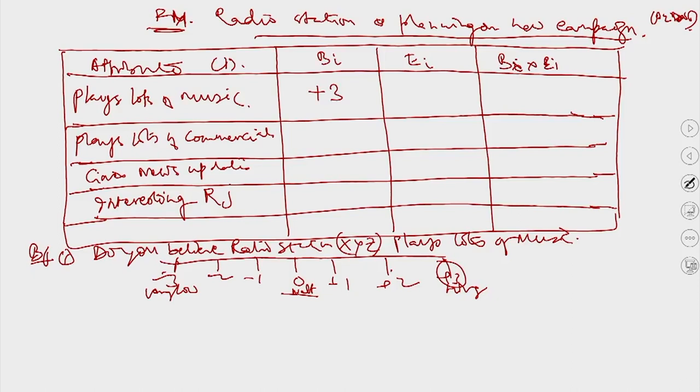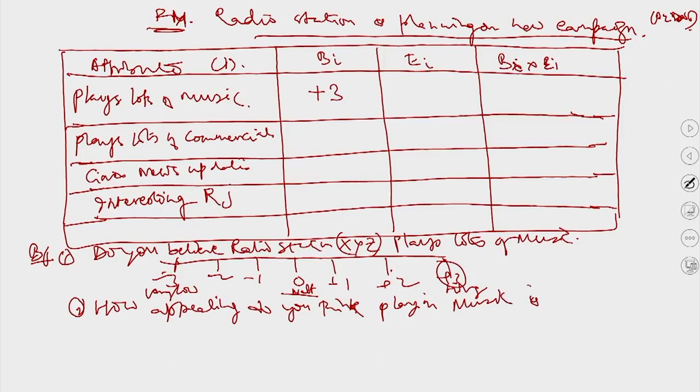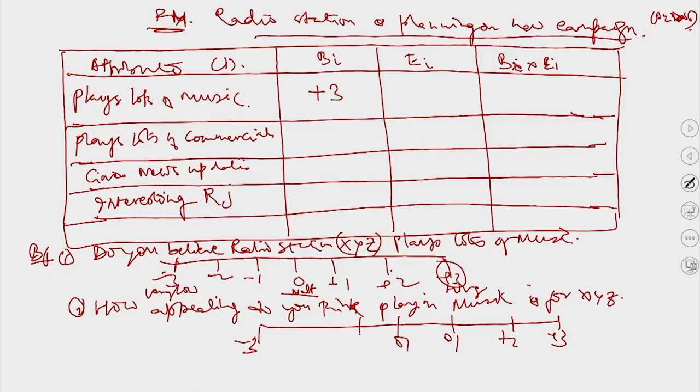Next, what the radio station does is, it gives an evaluative question, an evaluative weight question to its viewers. For example, it can give an evaluative question like this: how appealing do you think playing music is for XYZ radio station? And then again you have to rate it between minus 3 to plus 3, plus 2, plus 1, 0, minus 1, minus 2, and minus 3. And so, how appealing means evaluative weight. How desirable do you think playing music is? And let us assume that this weight also comes up to plus 3.